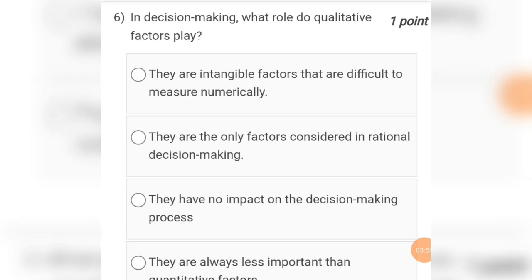Question number 6: in decision making, what role do qualitative factors play? Option A is they are intangible factors that are difficult to measure numerically. Option B is they are the only factors considered in rational decision making. Option C is they have no impact on the decision making process. And option D is they are always less important than quantitative factors. So the correct answer for question number 6 will be option A, okay, they are intangible factors that are difficult to measure numerically.